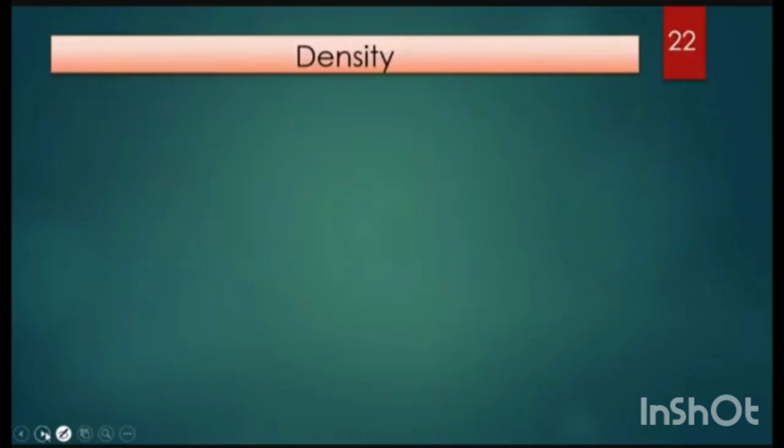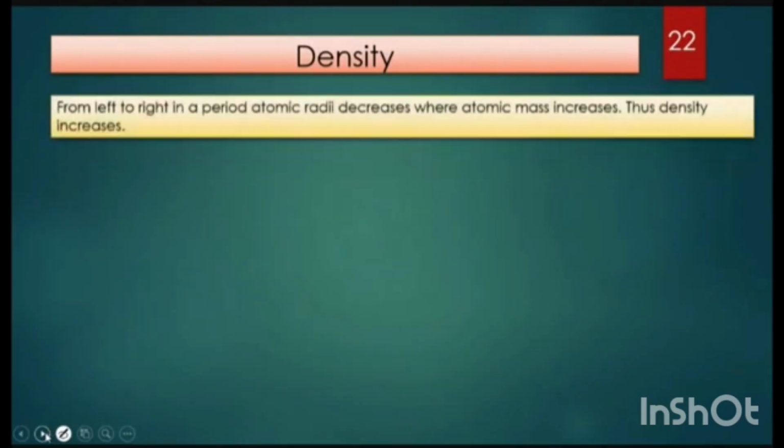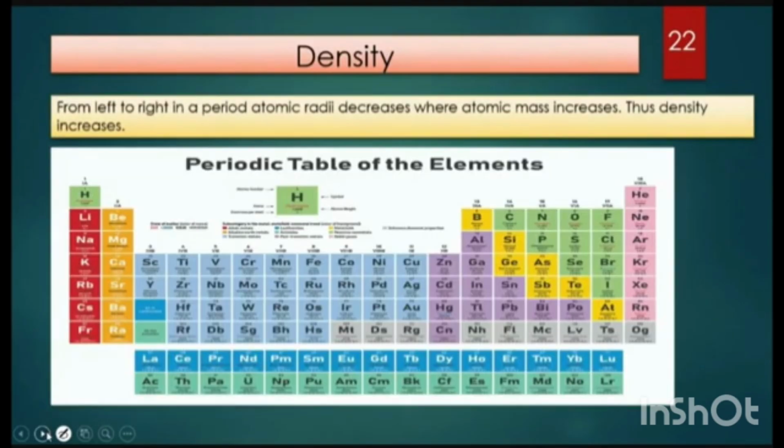Density. How do you define density? It is mass by volume, right? From left to right in the periodic table, the atomic radii decreases while atomic mass increases. See, in any period, when you move from left to right, what happens to the atomic radii? It decreases, and that leads to an increase in the atomic mass. Remember, in the mass by volume ratio, if mass is increasing, density should also increase. So from left to right in a period, atomic radii decreases while atomic mass increases, thus density increases.